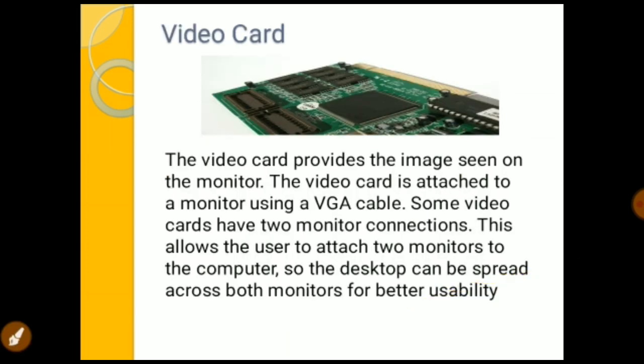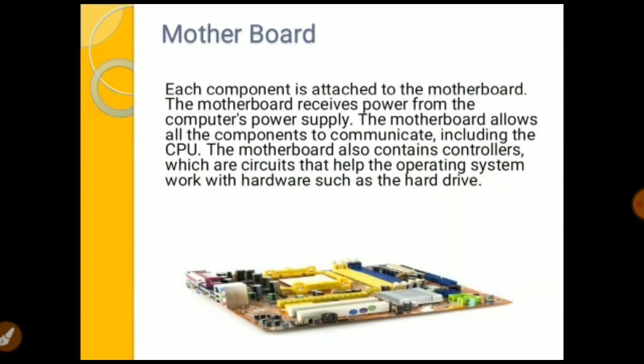video card. The video card provides the image seen on the monitor. This is an optional thing that we use in our computer system. Motherboard. Each component is attached to the motherboard. The motherboard receives power from the computer's power supply. It means whatever power we need is supplied through the motherboard. And it allows the components to communicate, including the CPU.